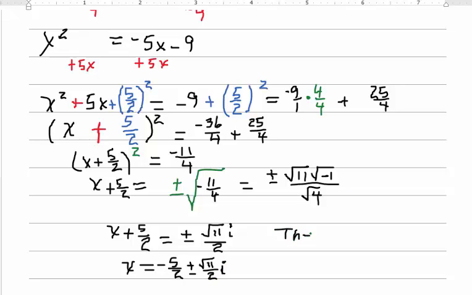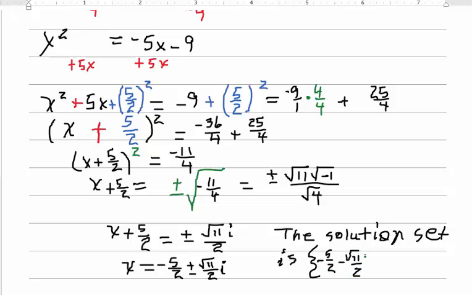And so my solution set is the set that contains these two non-real numbers: negative 5/2 minus the square root of 11 over 2 i, comma, negative 5/2 plus the square root of 11 over 2 i. So I had a little bit more work to do on that one, but that's how I would find the two solutions.